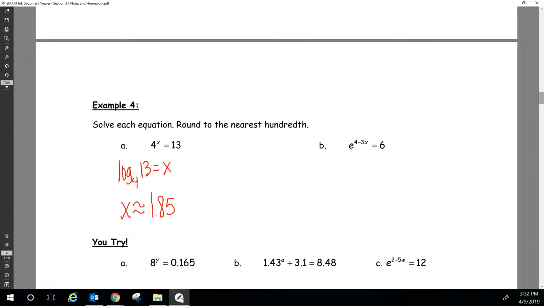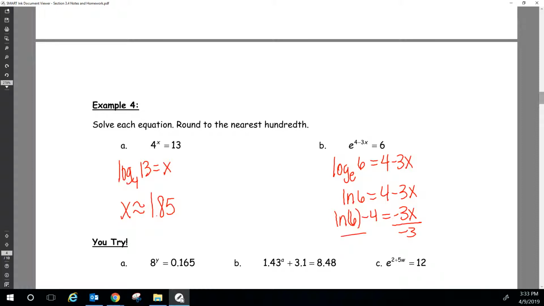All right, so this guy here would be log base e of 6 is equal to 4 minus 3x, right? So this is really natural log of 6 is equal to 4 minus 3x, and we want to solve this guy for x. So the natural log of 6 minus 4, does that mean it's natural log of 2? No, remember these guys cannot be combined. It's equal to negative 3x, divide by negative 3. This is what we plug into our calculator here, and you should get x is equal to 0.74.